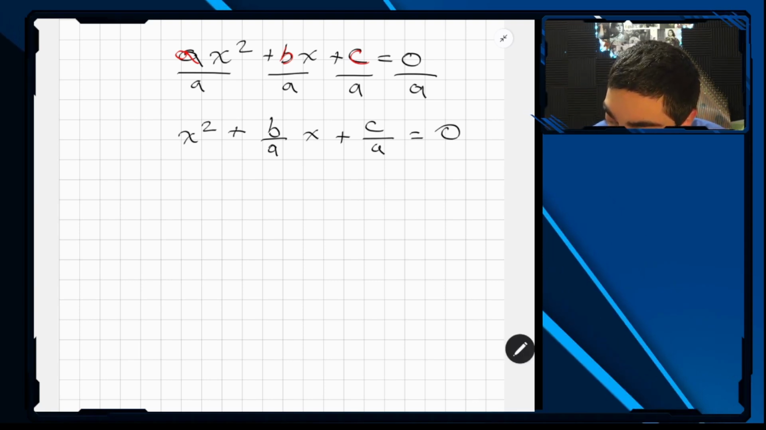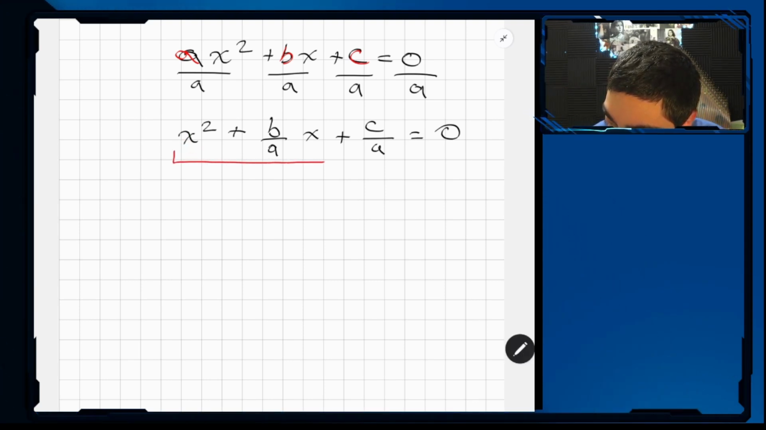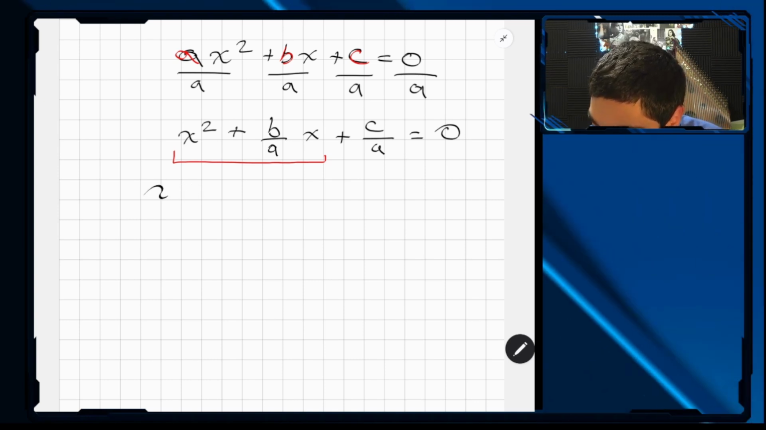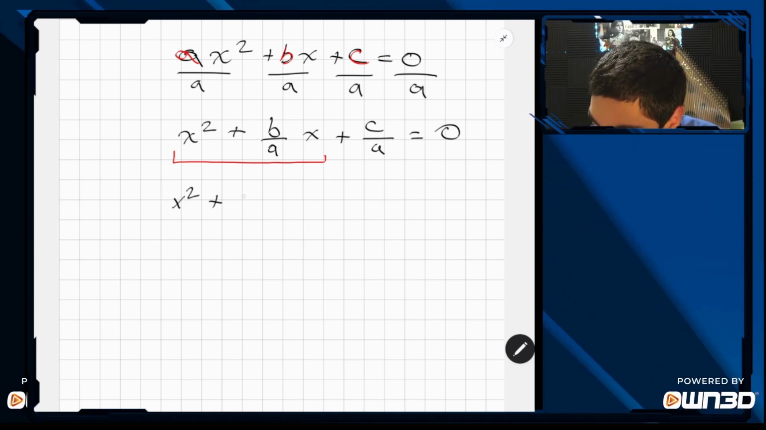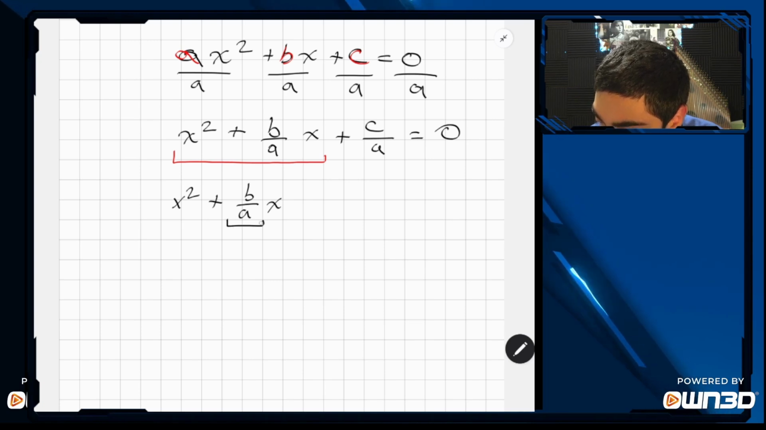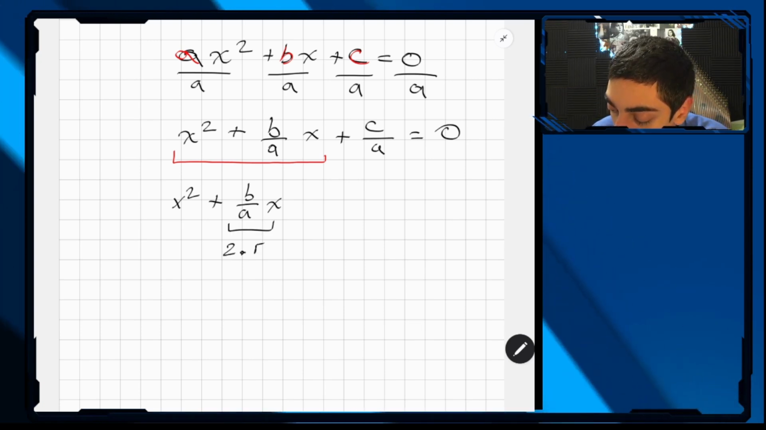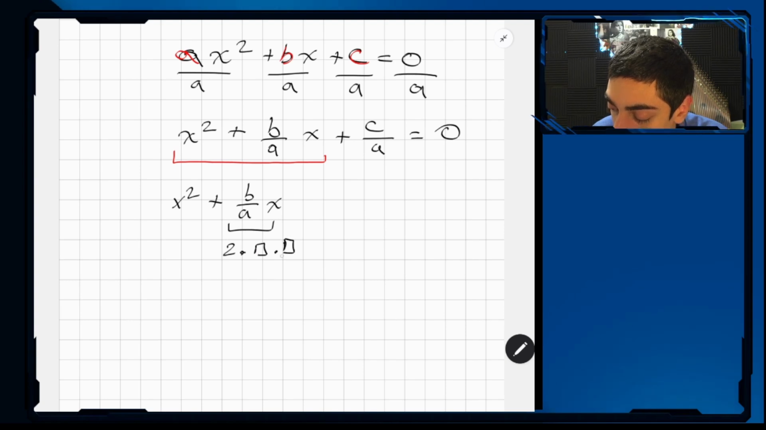Next, I'm going to complete the square here. This is how I'm going to do it. I'm going to keep x squared. I'm going to keep b over a x. But then I'm going to assume that this is 2ab here. So this is 2 times the first times the second. Well, we know that the first number is an x here.